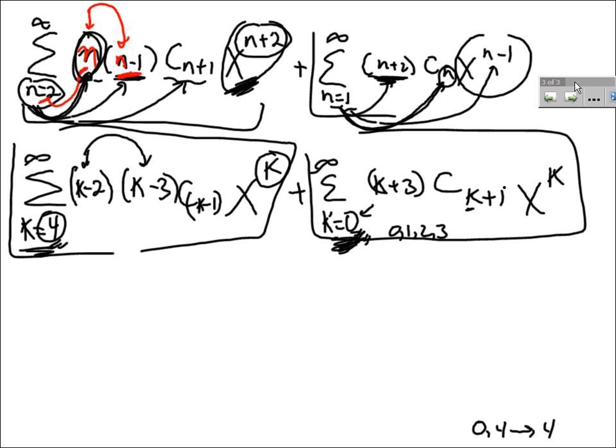When k is 0, you're going to have 0 plus 3, which is 3, c sub 0 plus 1, which is c sub 1, and then you're going to have times x to the 0. But remember, x to the 0 is 1, and multiplying by 1 doesn't do anything. That's what this is when k is 0. Now we're going to add, let me move this more to the left, and then we'll add on when k is 1.